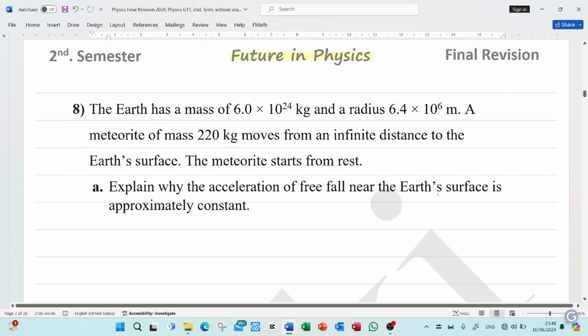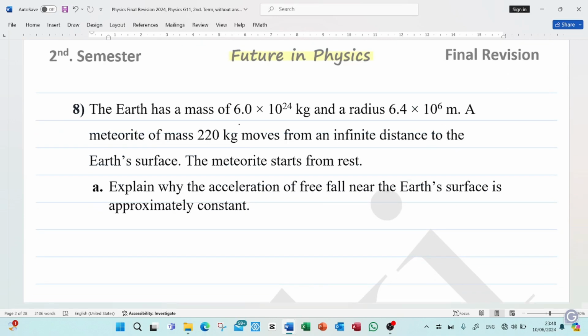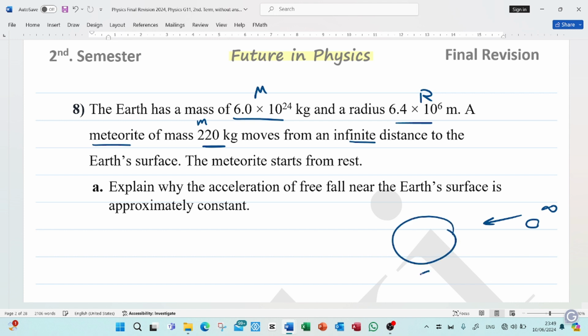Next question. The Earth has mass, so this is M of the Earth, and radius, this is R capital. Now, if you don't know the meaning, no problem, this is an object of mass, this is m small. It moves from infinity to the Earth. So this is the Earth, it moves from infinity to the Earth. The magnet starts from rest, so the initial speed equals 0. Explain why the acceleration of free fall near to the Earth's surface is approximately constant.